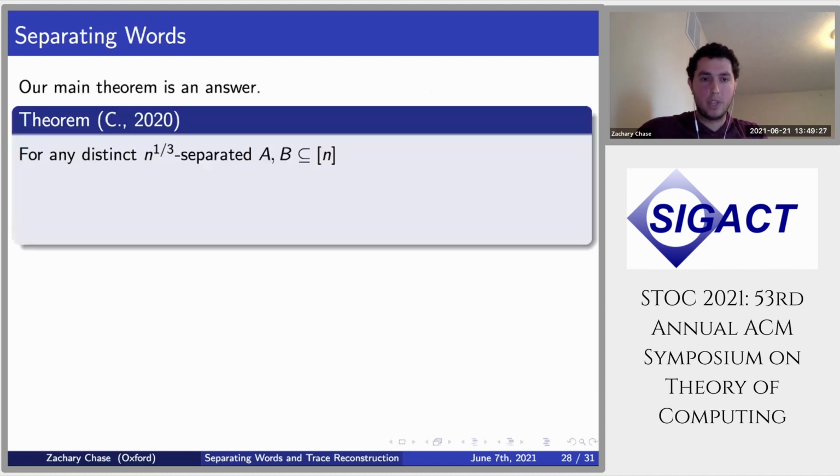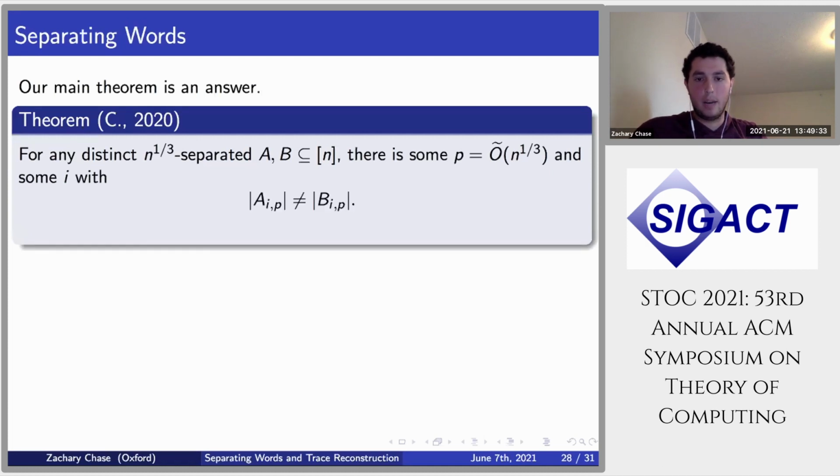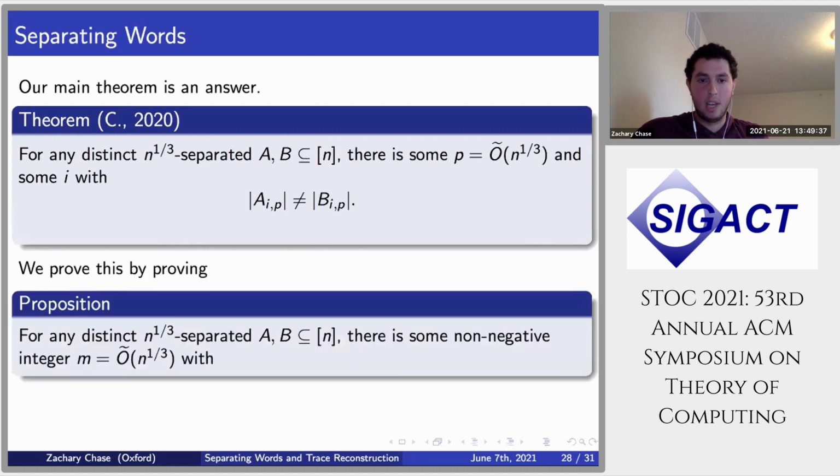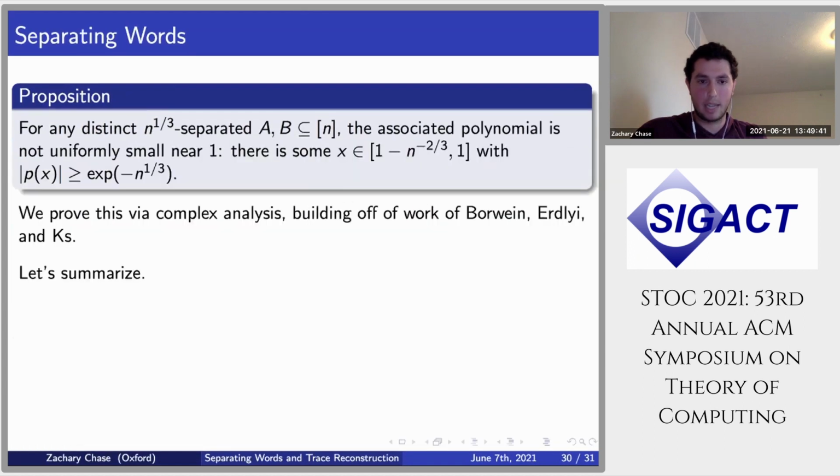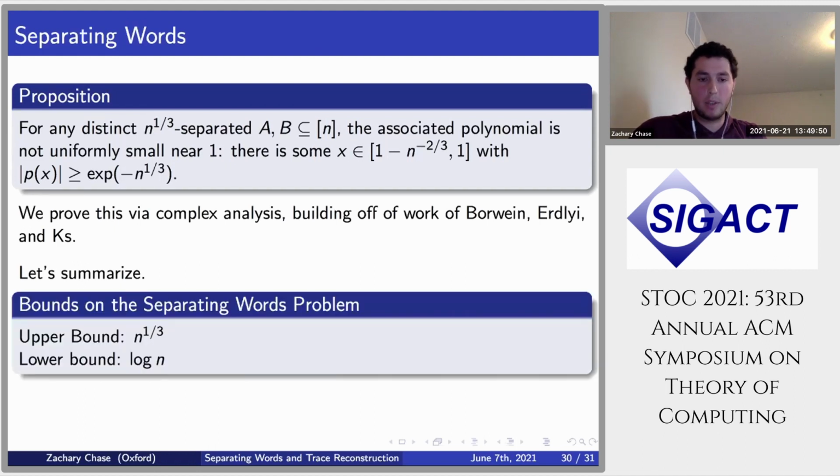And our main theorem for this is an answer. For any distinct n^(1/3)-separated sets, there's some prime p of size at most n^(1/3), with the size of A_{i,p} being different than the size of B_{i,p}. And the proof is complicated. It goes by some complex analysis, but it builds off an idea of Alex Scott for a closely related k-deck problem. So the upper bound is n^(1/3), and the lower bound is log n. So still much more work needs to be done.